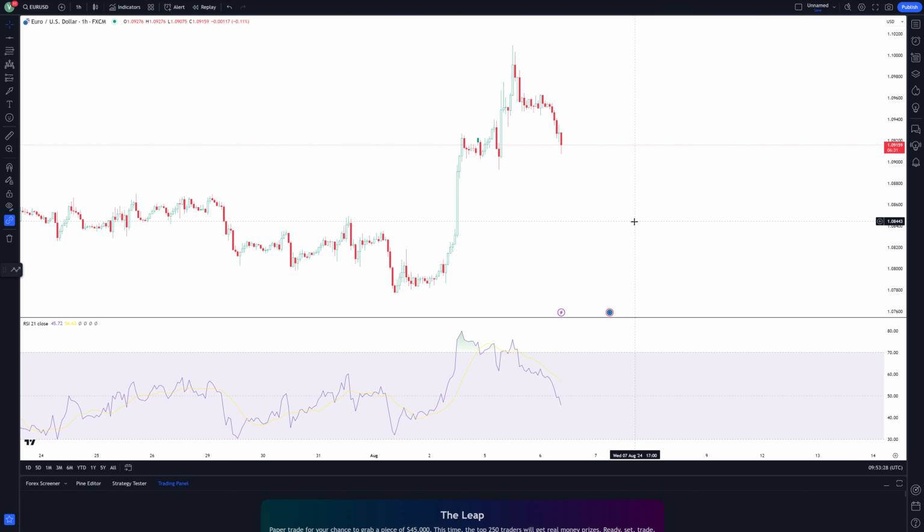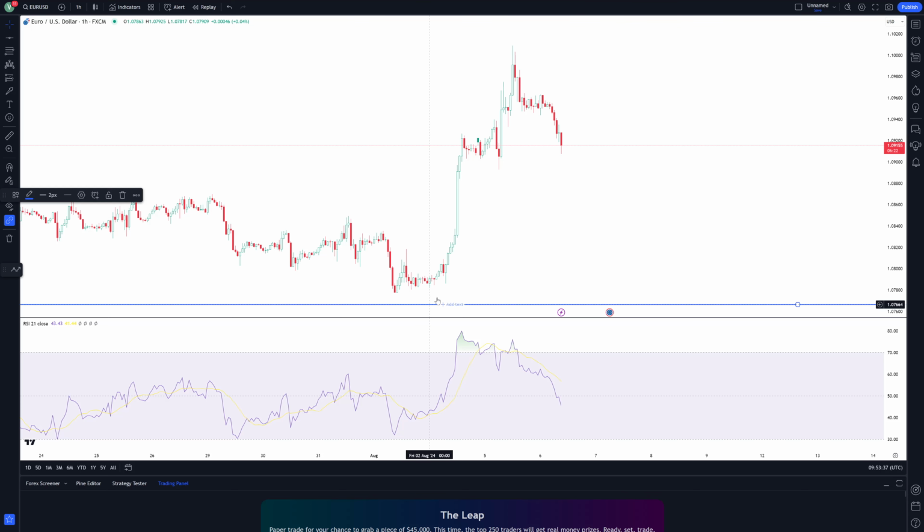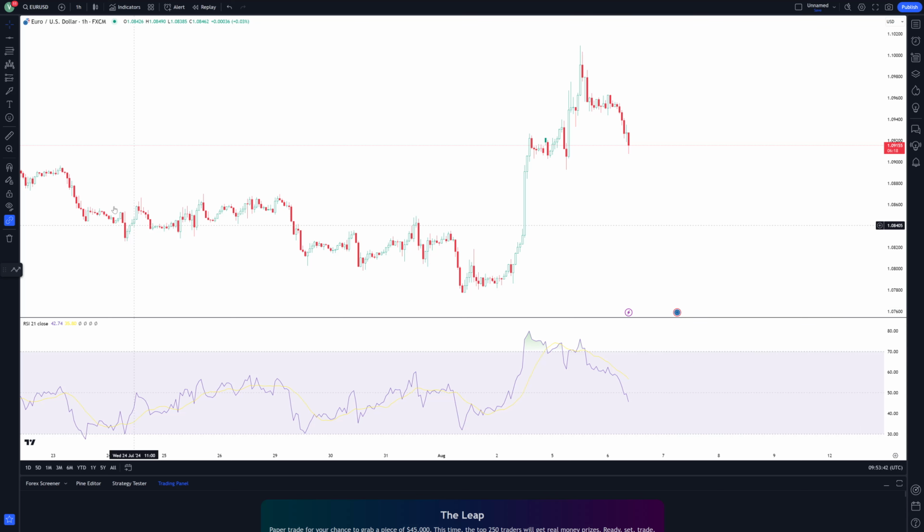Rule number one, extreme uptrend. Rule number two, hang on, let's keep looking at it. Okay, let me clear all the drawings out of here. And let's do a trend line. So we see this extreme uptrend that we see here.